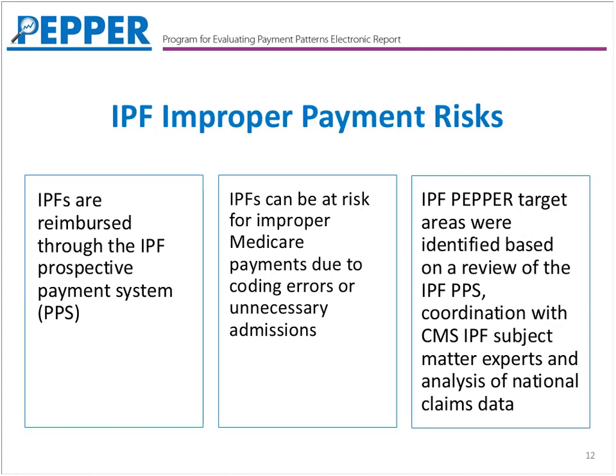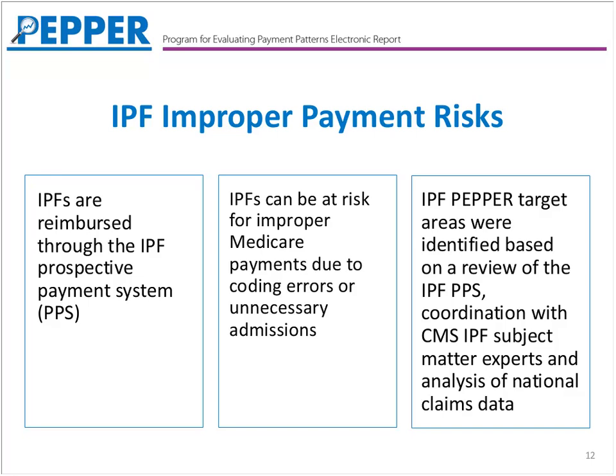So let's talk about improper payment risks that are pertinent for inpatient psychiatric facilities. Again, remember, the PEPPER doesn't identify improper payment. Those can only be confirmed through a review of the documentation in the medical record to support treatment and the diagnosis and procedure codes that were submitted on the claim. IPFs are reimbursed through the IPF PPS, and just as in other inpatient settings of care, IPFs are at risk for unnecessary admissions and incorrect coding, which can impact correct reimbursement.